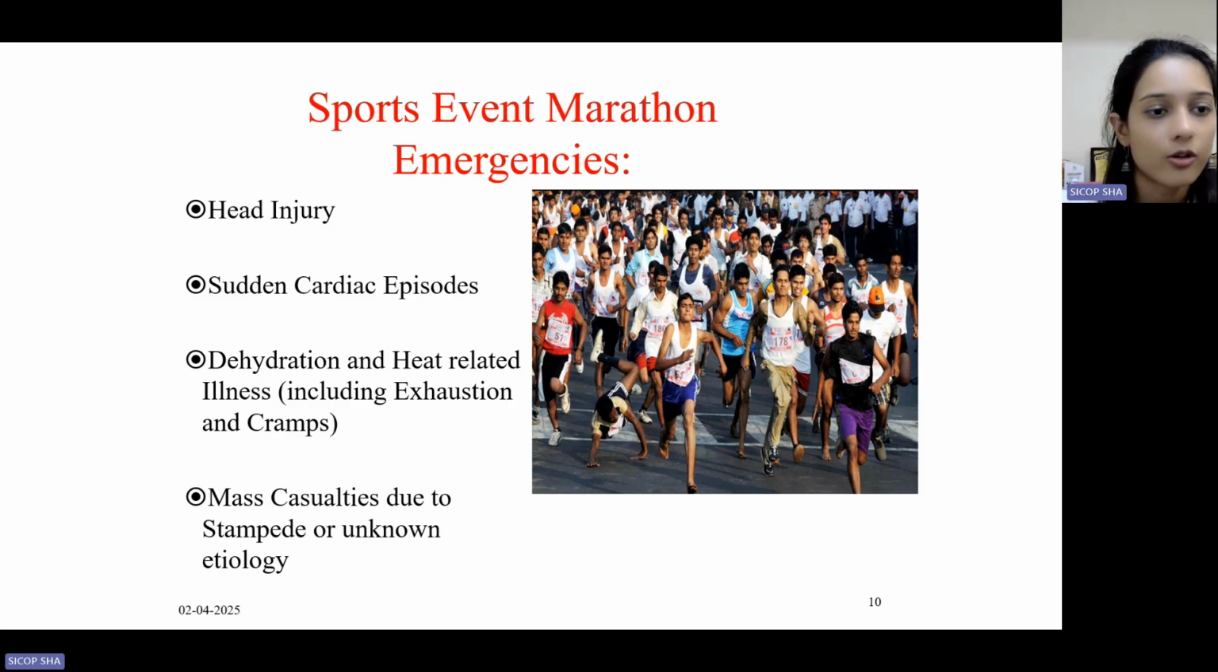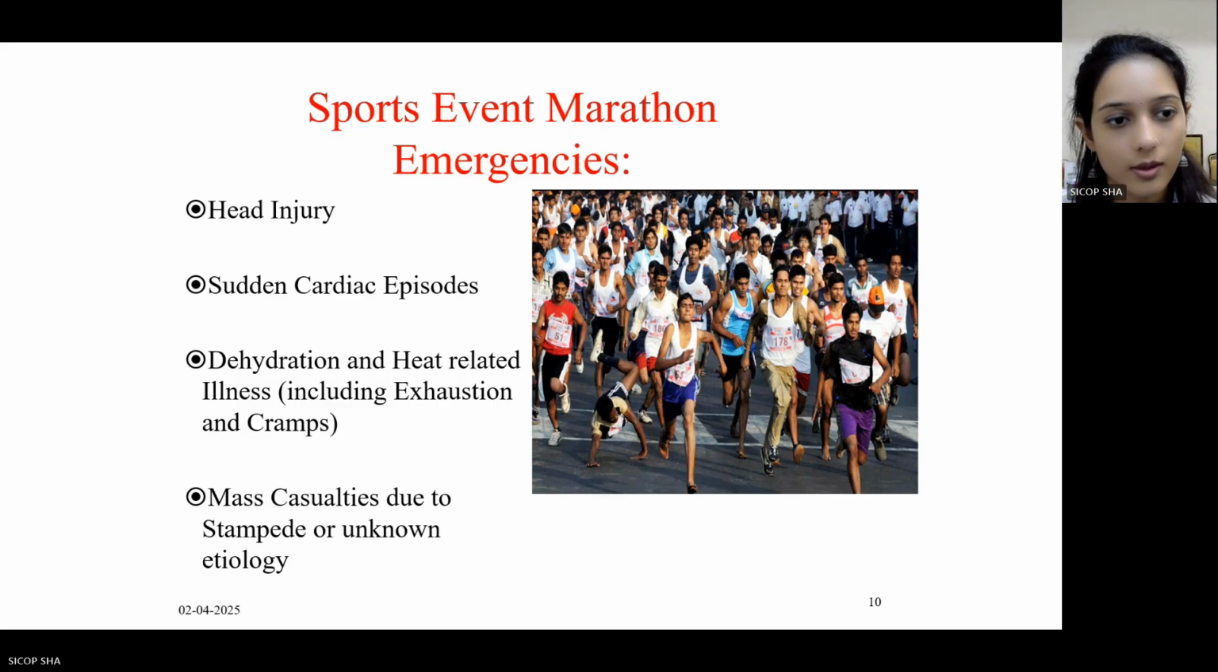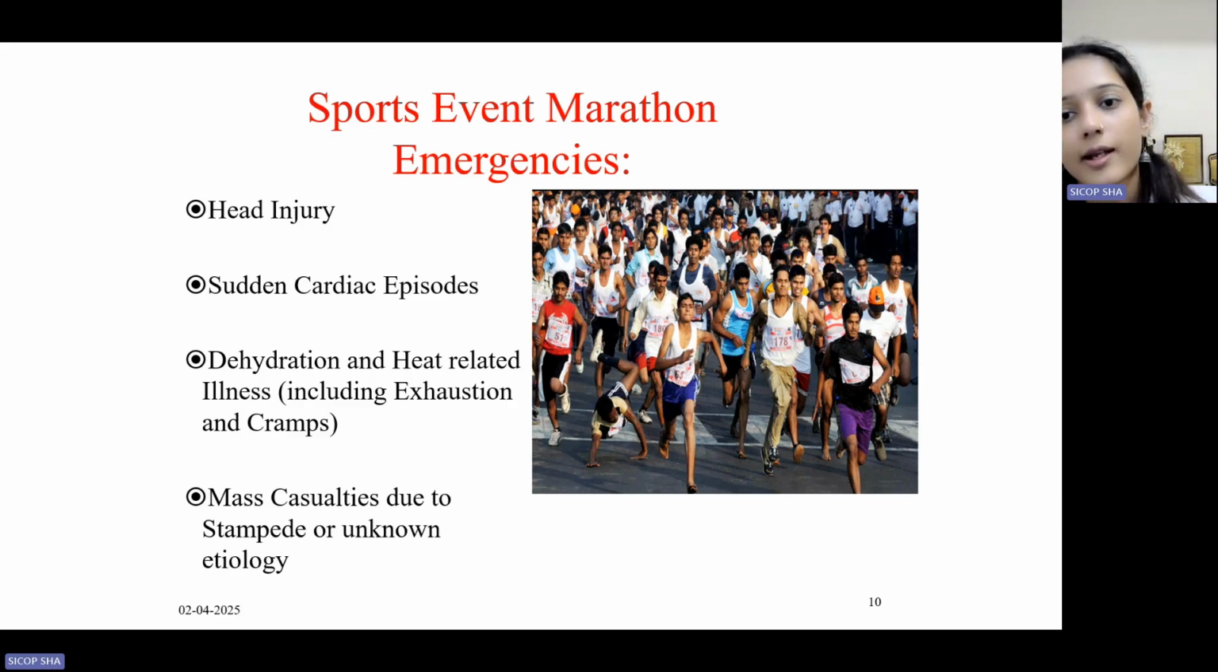So prevention for your cardiac patient will be to encourage pre-race cardiovascular screening for high-risk participants and educate participants about recognizing the warning signs. So where should they cut down their marathon race? Third will be dehydration and heat-related illness. So dehydration again: thirsty, dry mouth, fatigue, headache, dizziness.